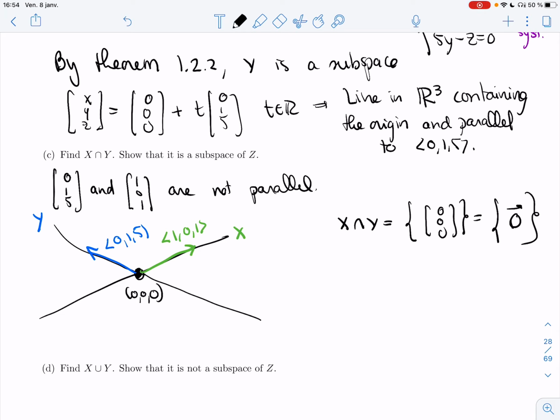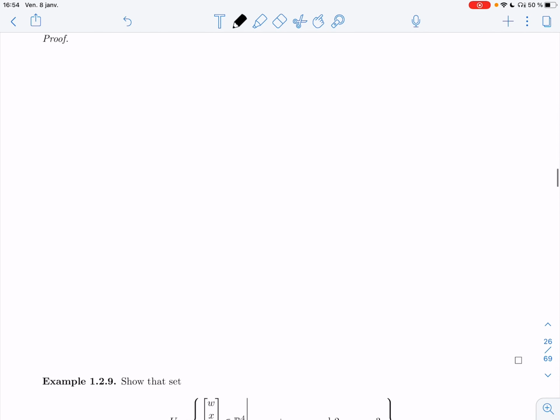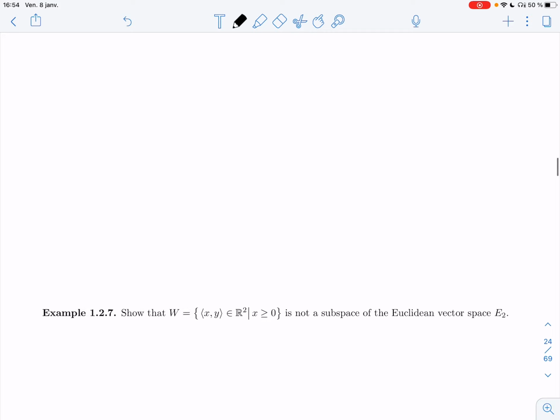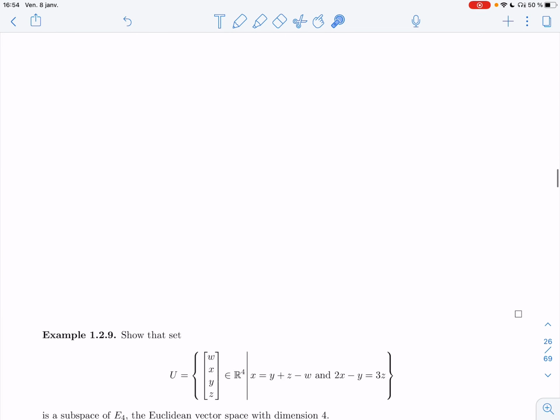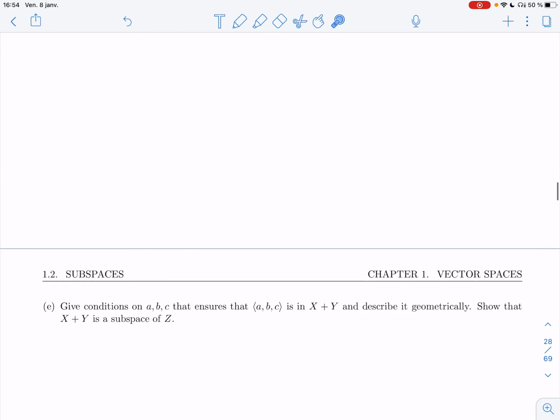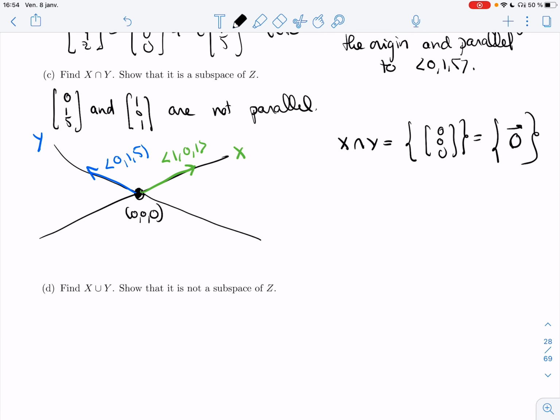Well, to show it's a subspace, you could prove the three properties. That's always an option, but we actually have done it before. So let's just use it. Where was it? Right here. Whatever vector space you have, if you take just the zero element, it's a subspace. And so that's what we've done here. So this intersection right here is a subspace, by example 1.2.5.